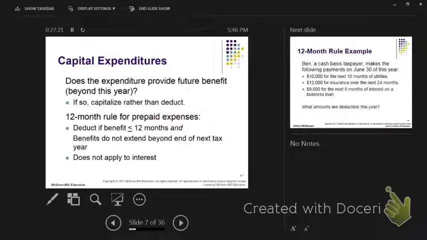All right. Now the 12-month rule for prepaid expenses. It applies if it's a benefit for less than 12 months and does not extend beyond the next tax year. So if it's November and I prepay 18 months, or 2 years' worth of insurance, I could not take it all as an expense right now because it's actually going to span 3 tax years. It would be this tax year, all of next tax year, and it would span into the following one because it was 2 years. You can take it as an expense only if it spans this year and into next year. And it does not apply to interest.